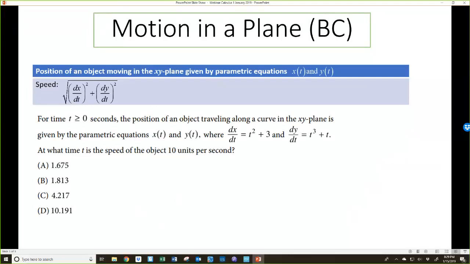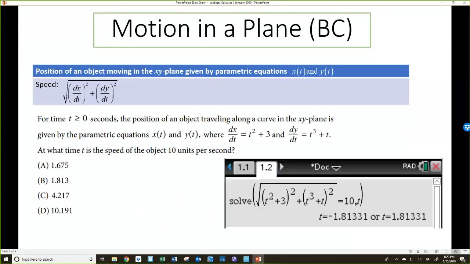Now, I solved this on my TI-Nspire, but we could solve it on the 84 also. And in this case, I just used the solver and found that I have a negative time and a positive time. And, of course, it said t greater than or equal to 0. So we would want to select the time that is t equals 1.813 as our answer.